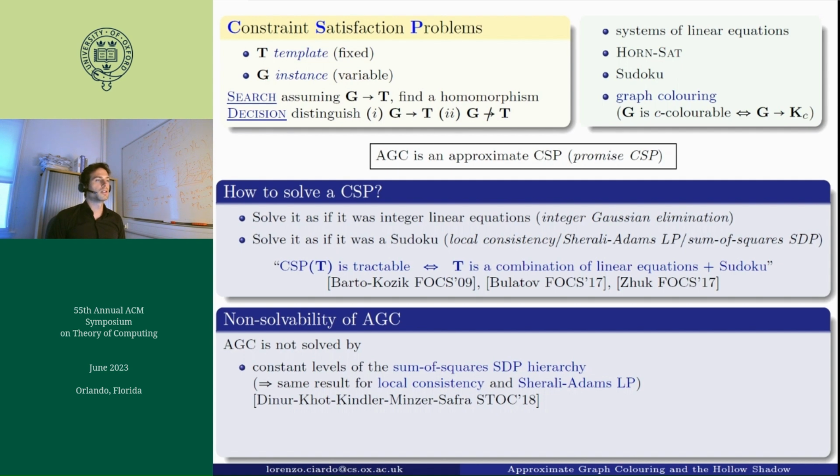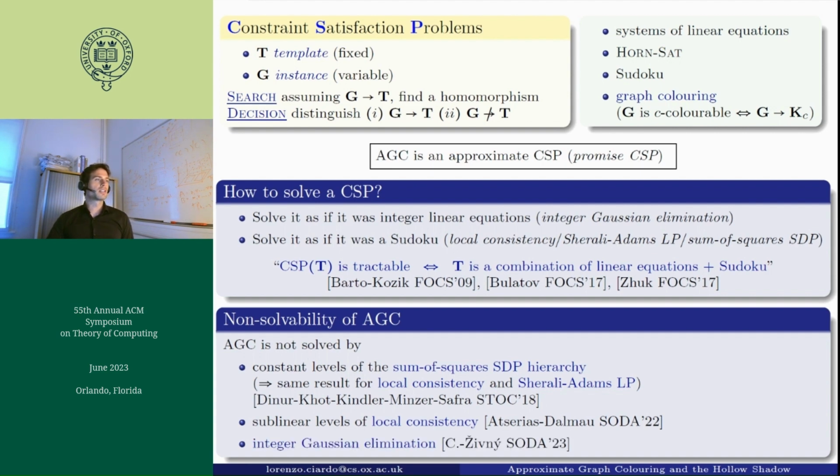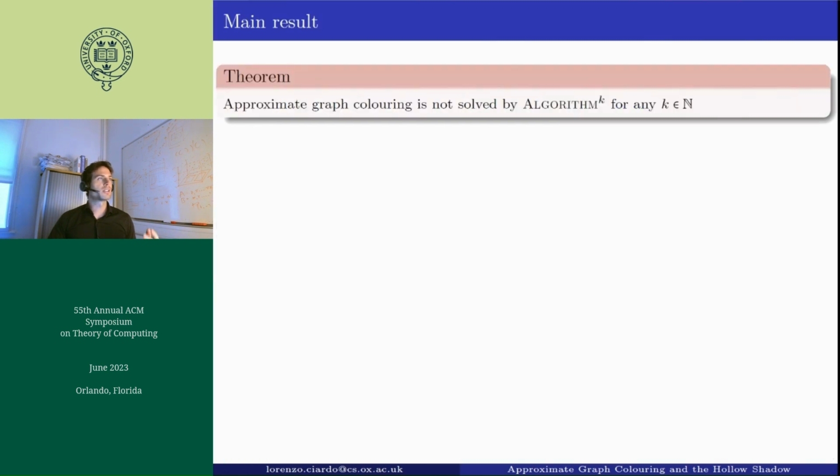And this comes from the proof of the 2-to-2 conjecture by Dinur, Khot, Kindler, Minzer, and Safra five years ago. Even sublinear levels of local consistency do not solve the problem, as shown by Atserias and Dalmau. And recently, we showed that the other method, integer Gaussian elimination, is also not strong enough to solve the problem. Okay, so the result I want to talk about is the following: approximate graph coloring is also not solved by a combination of linear equations and local consistency. In other words, it is not solved by the kth level of the algorithm that I presented before.